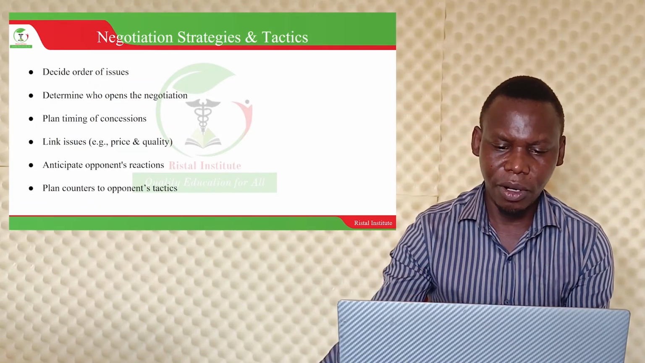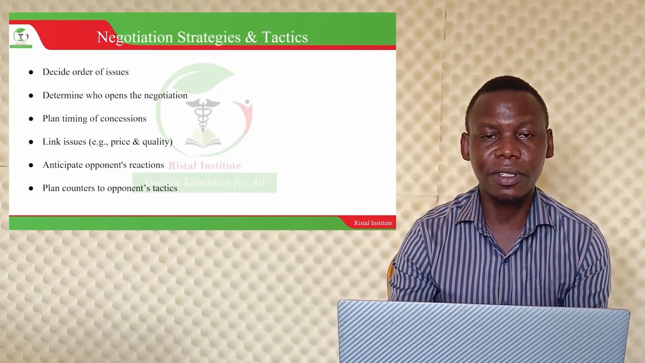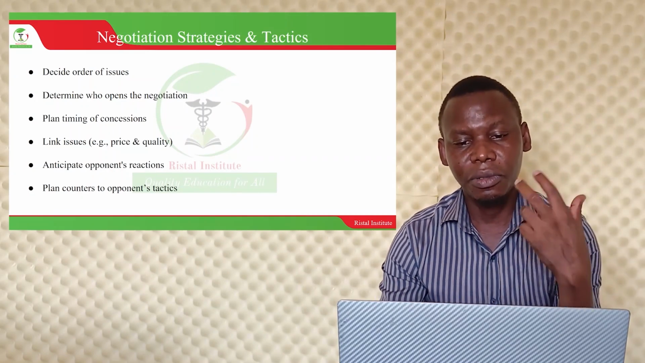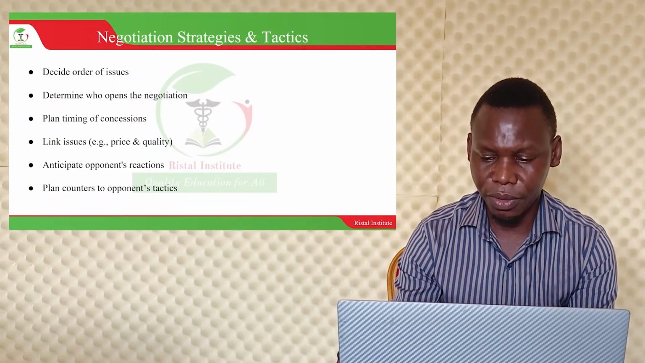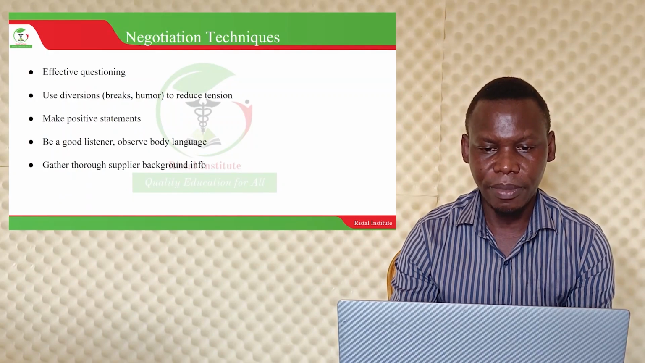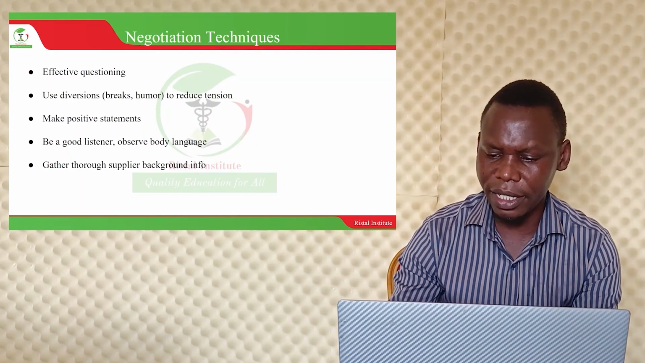Plan counter to opponent's tactics. You need to also plan the counter to the tactics or the strategy the opponent will present to you. This is also very important. Let's look at the techniques.